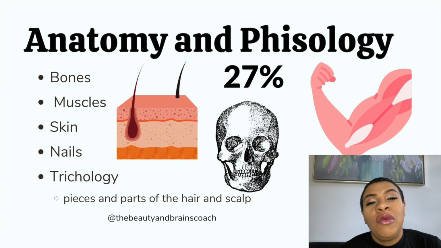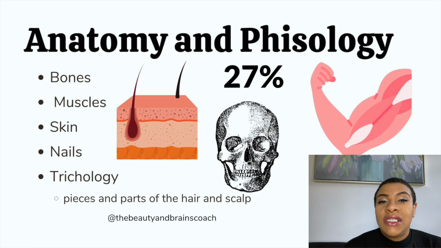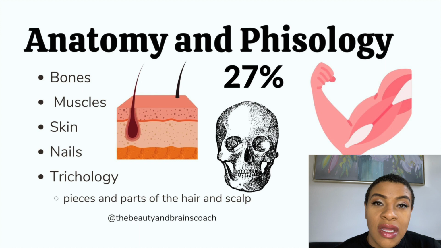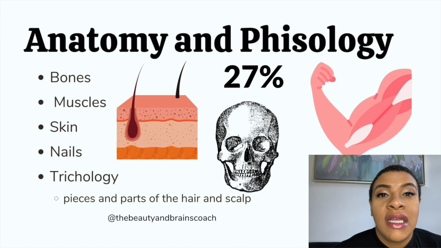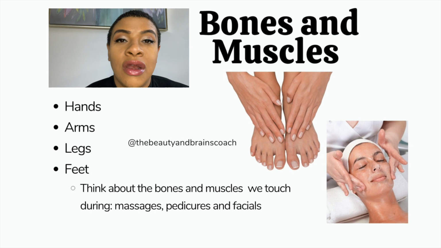So it's not so much, can you study all these chapters or can you have all this information memorized, but do you understand the pieces and parts and how they relate to our industry? So let's start from the beginning. Anatomy and physiology pertaining to the bones and the muscles. We know as a cosmetologist, we can do hand and arm massages, we can do pedicures with massages, we can do facials with massages.